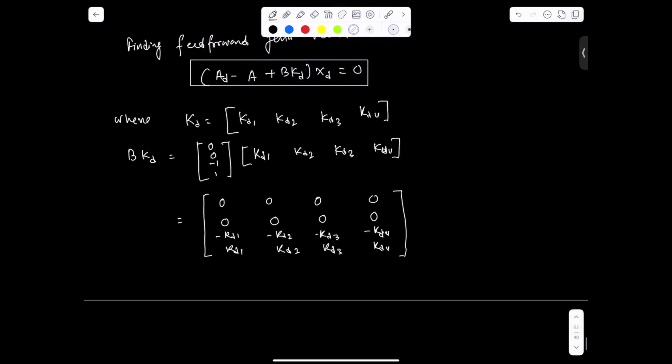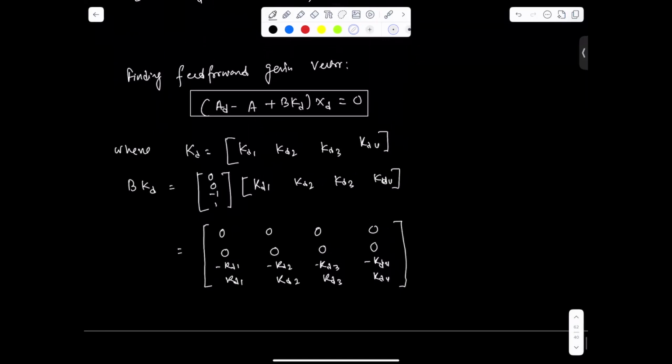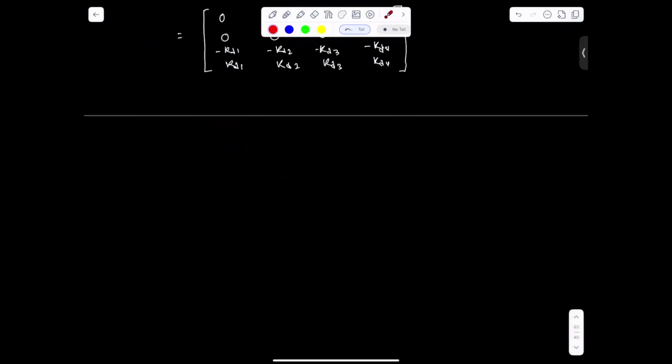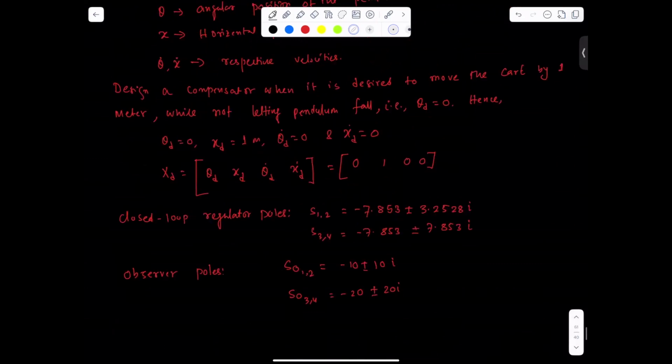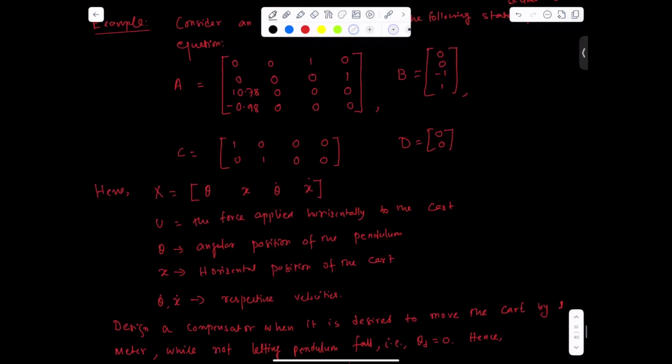And another term we have to find: minus A plus BKD. Let's now find minus A plus BKD. So minus A, we already have my A matrix. This is our A matrix.